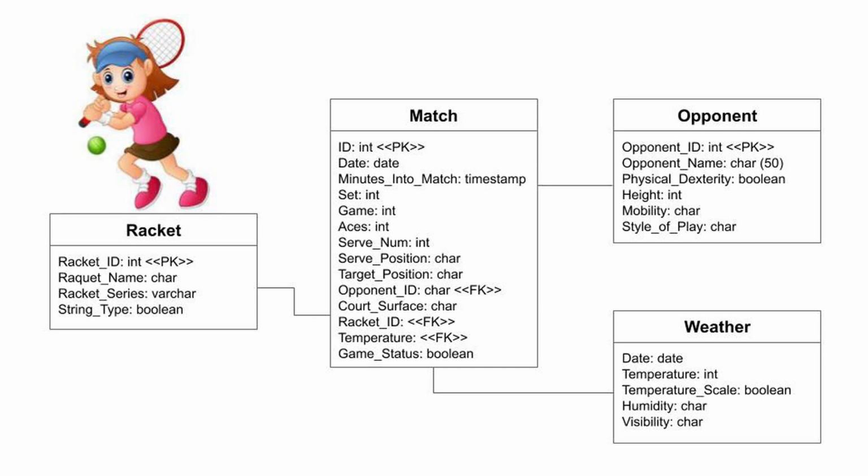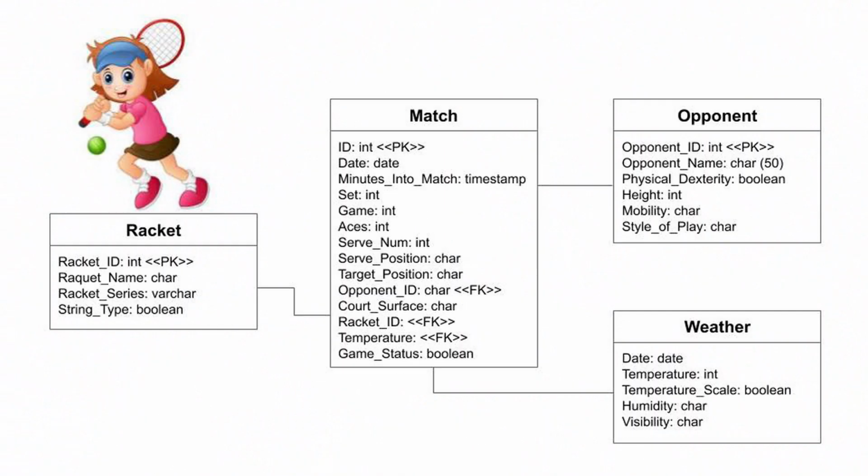We're going to track the service number, whether it was on the first serve or second serve. We're going to track the serve position, the target position of the serve, and the opponent in the serve box. We're going to track the opponent ID because we also said we're going to track our opponents, and we'll talk about the opponent table in a second. Then we've come up with a court surface, whether it's clay, grass, or concrete.